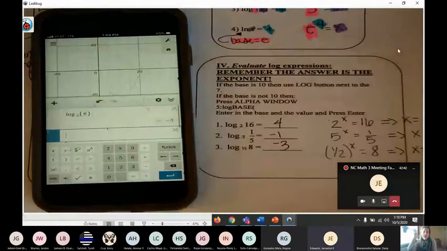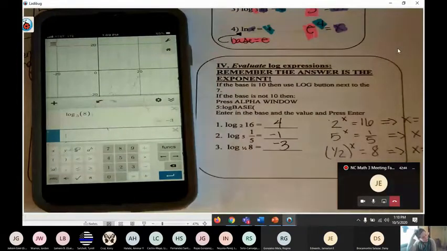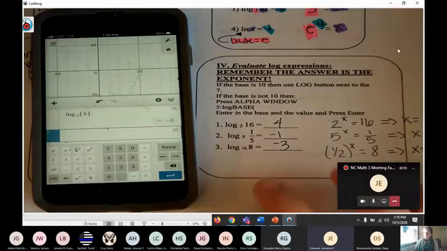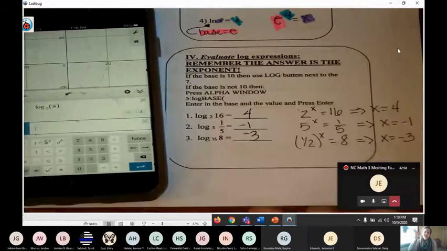What questions do you guys have about evaluating before you go? Does everybody understand what we did here? You can always put it into Desmos, but if you're asked to do it without a calculator for some reason, you can just rewrite it as an exponent to solve.